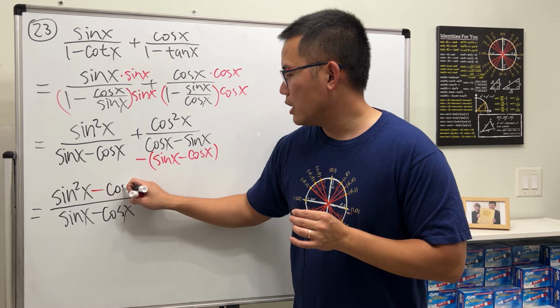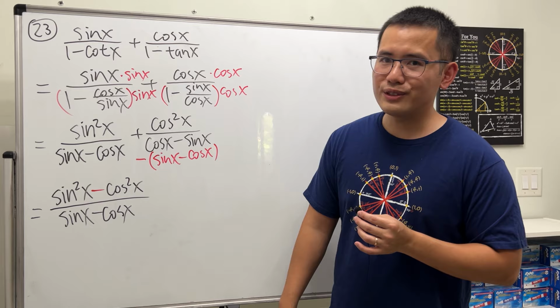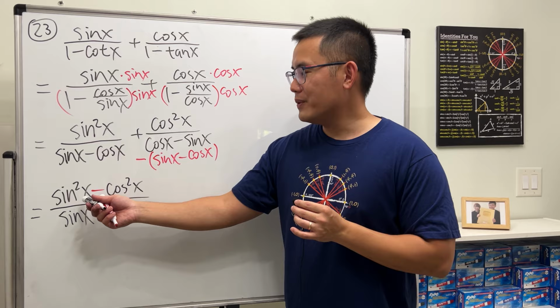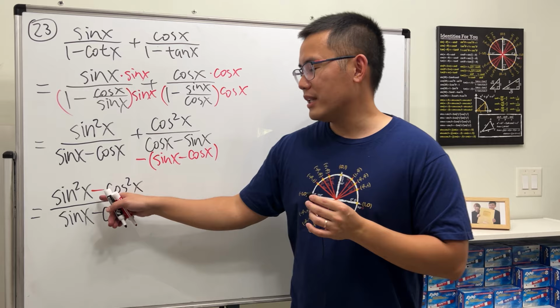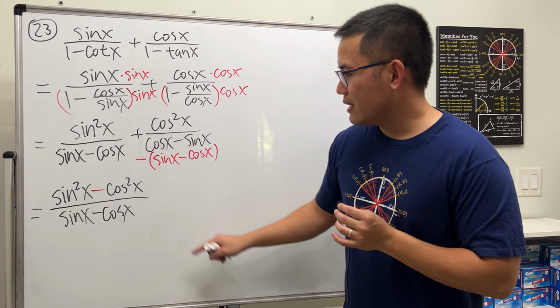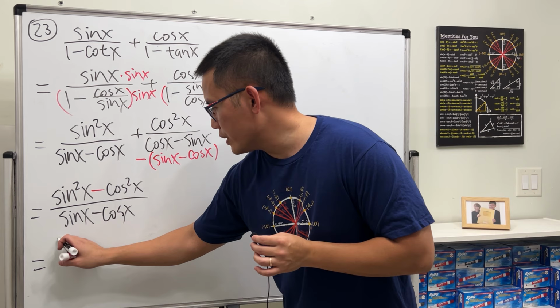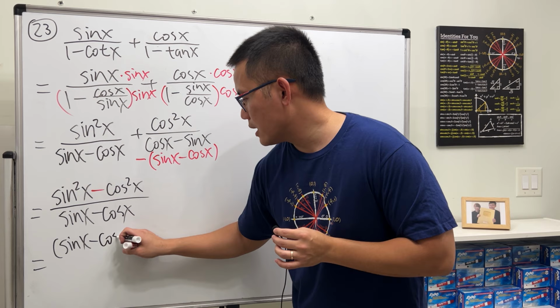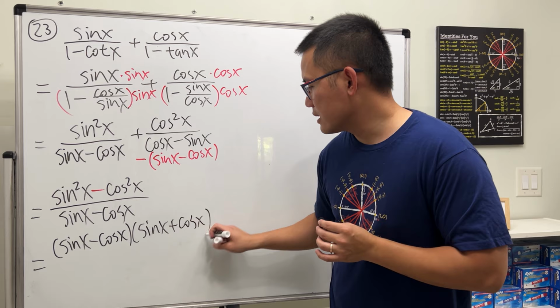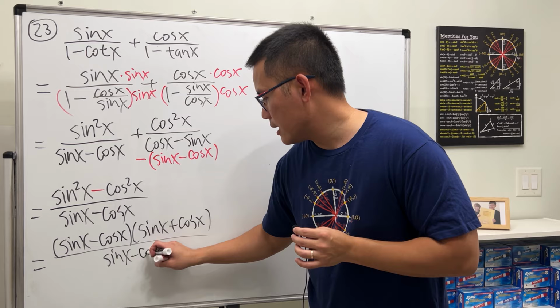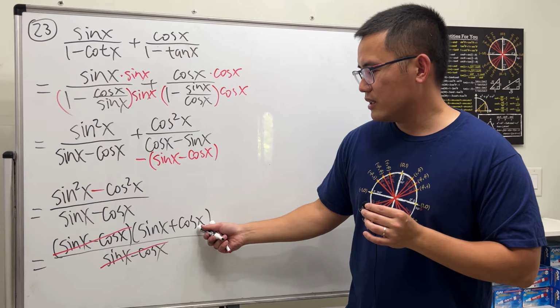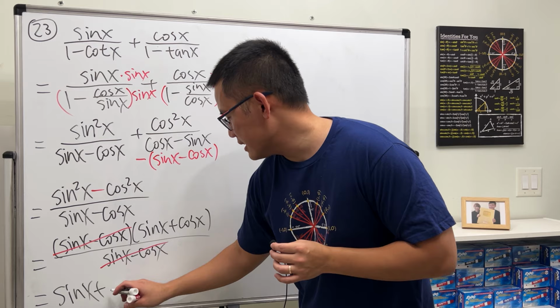Are we done? No, unfortunately. What can we do? Well, on the top, even though we can use a double angle identity or whatnot, the better thing is, let's go ahead and just factor this as the difference of two squares, and then we can actually cancel it out. Perfect. So I will just write this down for you guys. Factoring this, we get sine x minus cosine x times sine x plus cosine x over that. And ladies and gentlemen, this and that cancel out very nicely, so that's the answer. So finally, we just have sine x plus cosine x, and we are done. Yay.